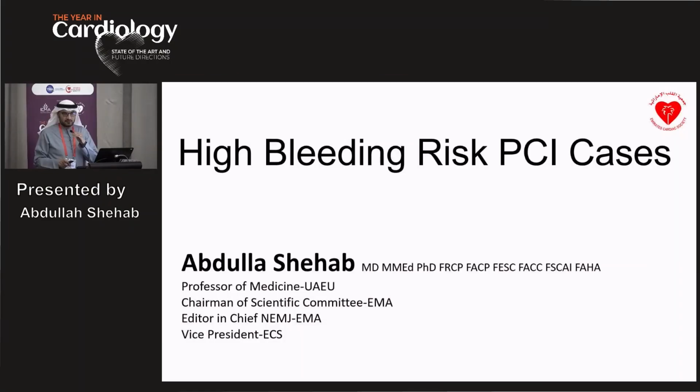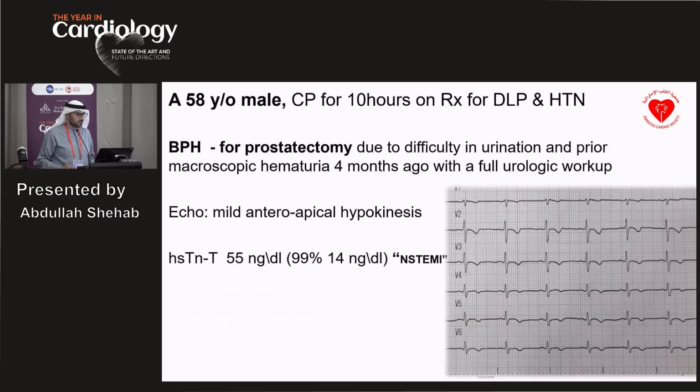Okay, so you heard all the guidelines. You've seen all the guidelines. You've seen the latest technology, and I've tried to put them together in cases. So this is a 58-year-old patient, NSTEMI, based on the troponin, which we all use, and look at the ECG. And the patient got enough risk factors to have all this.